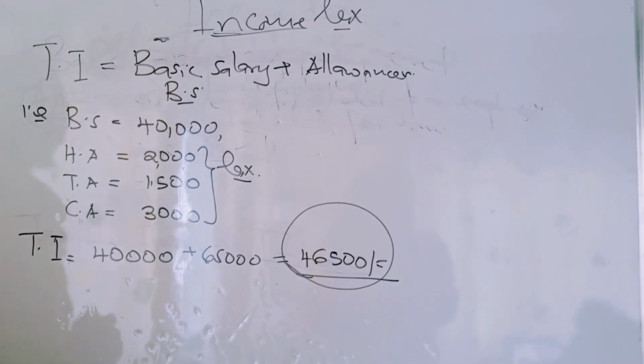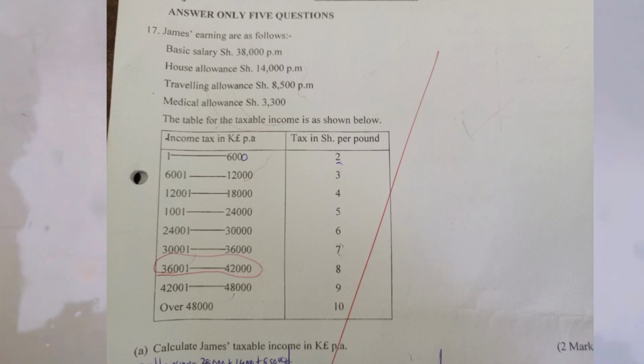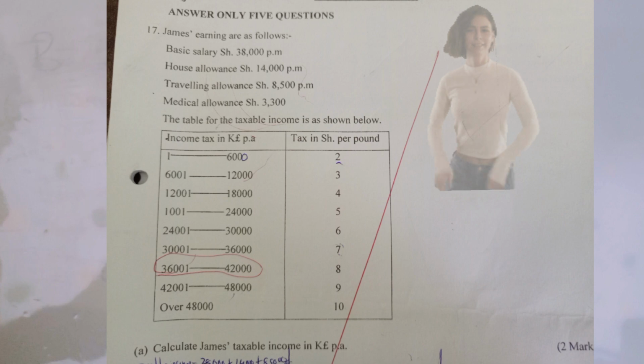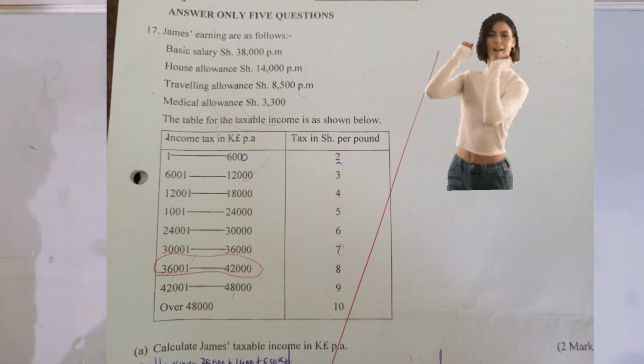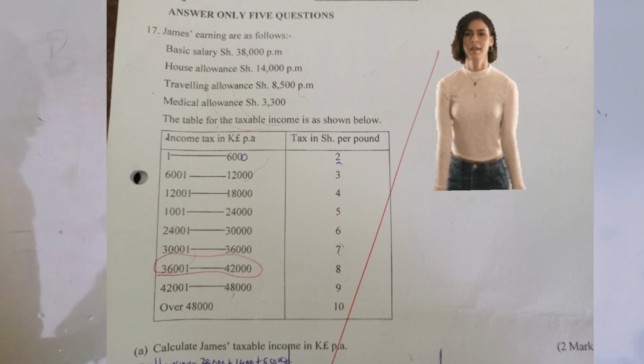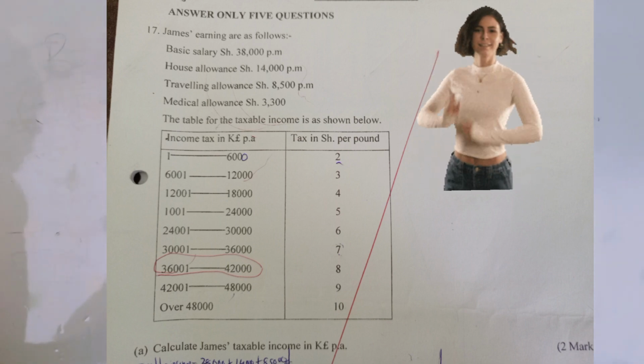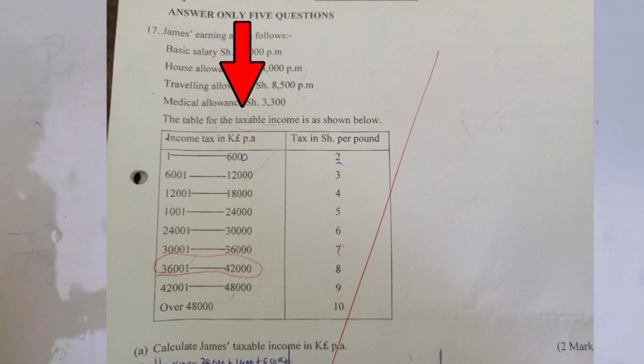The tax bands. I want us to consider the question right on your screen. So I believe it's well clear. We have this person by the name James. We are told that James earns a basic salary of 38,000 per month. He's also entitled to a house allowance of 14,000 per month. He's a commuter, so he's given a traveling allowance of 8,500 per month and a medical allowance of 3,300 per month. And then, if you look keenly, the table given there is taxing money in Kenyan pounds per annum, per year.